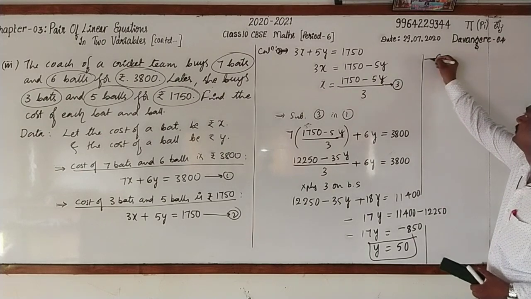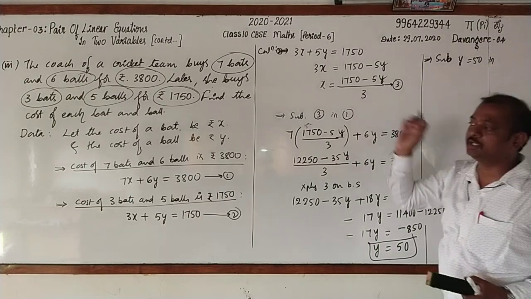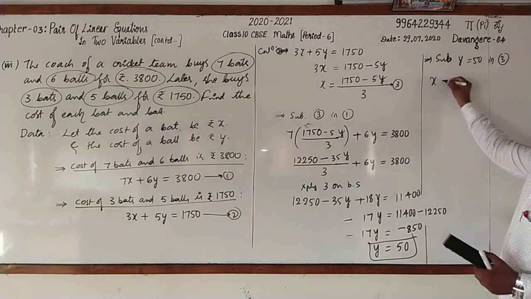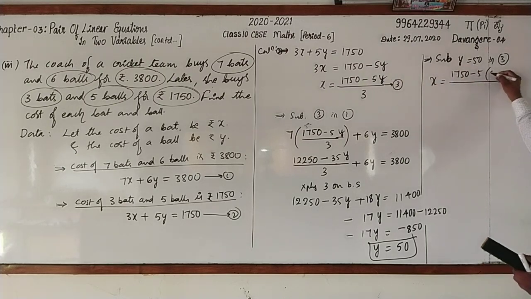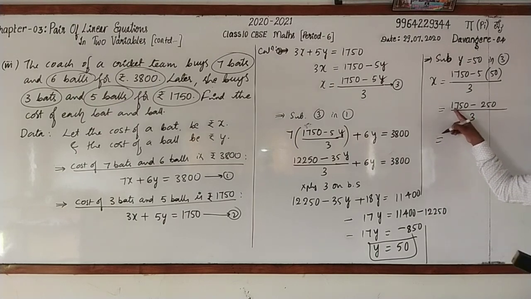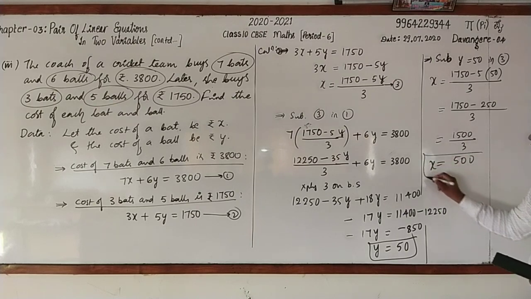So substitute y equal to 50 in, I'll go for taking the third equation. Third equation is x equal to 1750 minus 5 into y, y is how much, 50, divided by 3. It is equal to 1750 minus 5 5s are 250, divided by 3. 1750 minus 250, it is 1500 by 3. 3 ones are 3, 5s are 0 0. So x equal to 500.